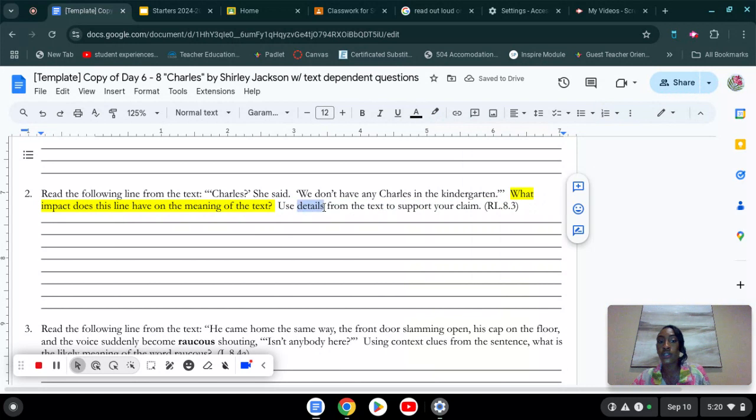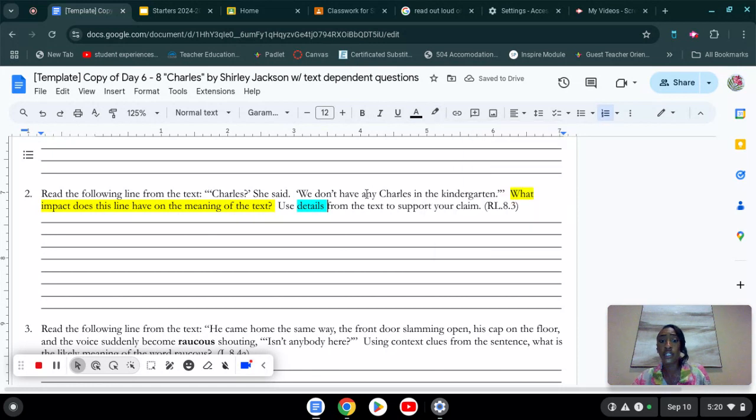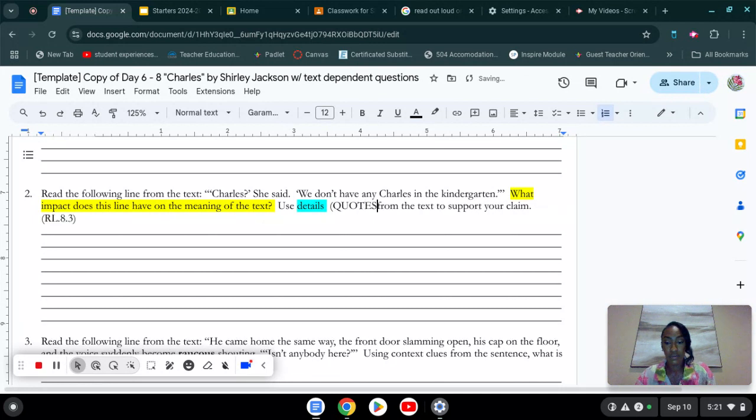It says use details. So what I want you guys to know is that anytime you see the word details, all this word means is quotes. So I'm just going to put a little note to myself in here. Again, you don't have to do this. If you're doing this on paper, you can write it down. But if you're typing on the computer, you don't have to do this. So I'm going to do all, and this means quotes.